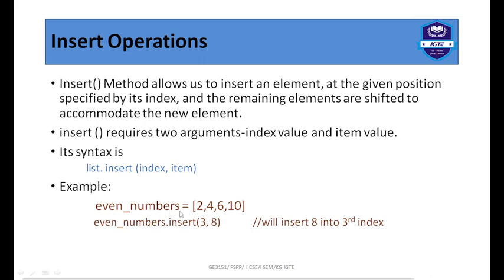There is a list called even numbers which contains 2, 4, 6, 10 already as items. Now we are trying to insert an item 8 at index 3, so that it will be inserted in between 6 and 10. At the 0th index 2 is there, at the first index 4 is there, at the second index 6 is there, and at the third index 10 is there. We wish to insert this item 8 into the third index. When we insert 8 into the third index, what will happen to 10? 10 will be automatically moved right, to index 4.